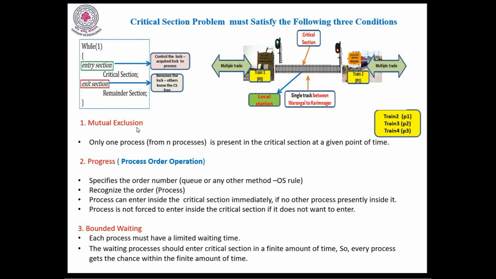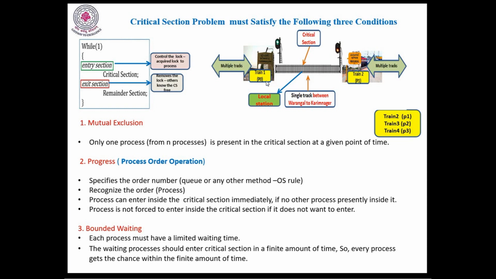What is mutual exclusion? Look into this example, this picture. Here a single track is there. Is it possible to allow more than one train at a time? If I allow, then what are the possible situations? Inconsistency situations: one is a deadlock, the other is a collision. So we must follow mutual exclusion.